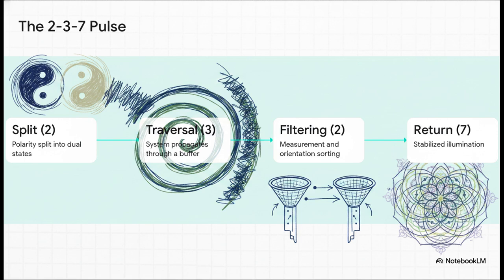Then we move into the 3 buffer. This is continuous traversal. The wave propagates through time using knowledge, action, and wisdom. Next comes the second 2, which is directional filtering. This is the covenant sorting, where the system's orientation is measured and the wave collapses. And finally, if successful, it resolves into a 7, a state of stabilized illumination and perfect return.